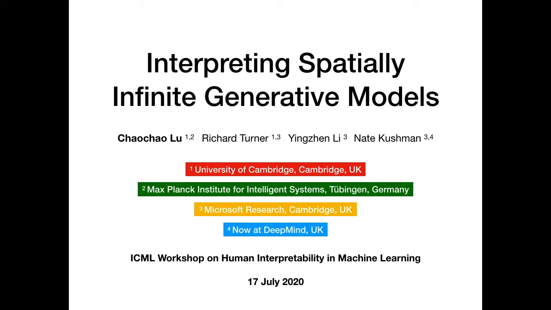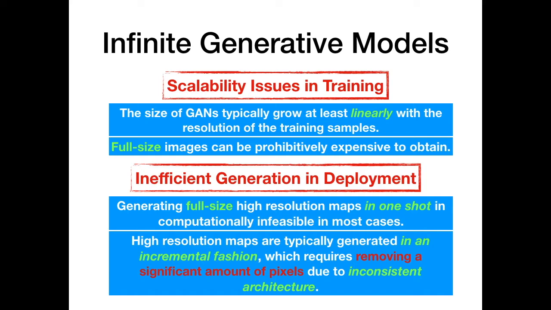In this talk, I will discuss how to theoretically interpret generative models aiming to generate images of arbitrary size. When generating high-resolution samples, we encounter two major issues. The first is the scalability issue in training.